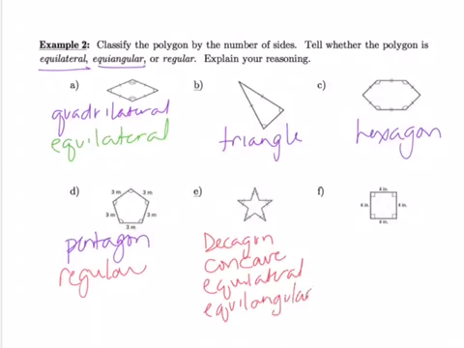Looking at the square, all the sides are the same, all the angles are the same. It's four-sided, so we're going to say it is a regular quadrilateral. And again, it's not concave, it's convex. So if it's convex, it can be classified as regular.